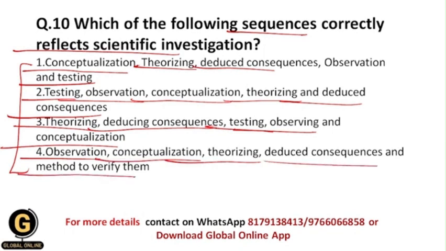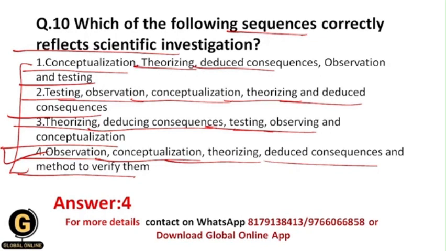So basically students, first of all, within the scientific investigation, the first thing that we need to do is observation, because through observation only we can identify the research problem in the society or the research problem in front of us, and that's why your first step should be observation. So from these options, only the fourth option is the one in which the first step is observation, and that's why your correct answer should be 4.